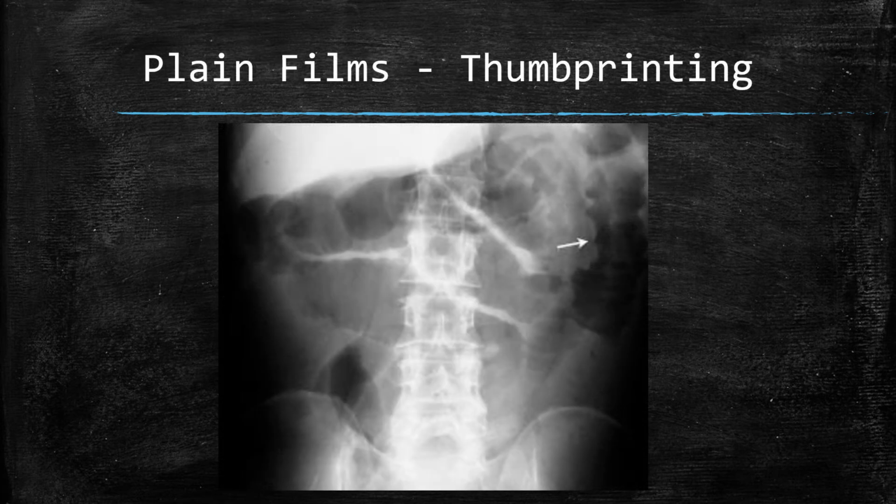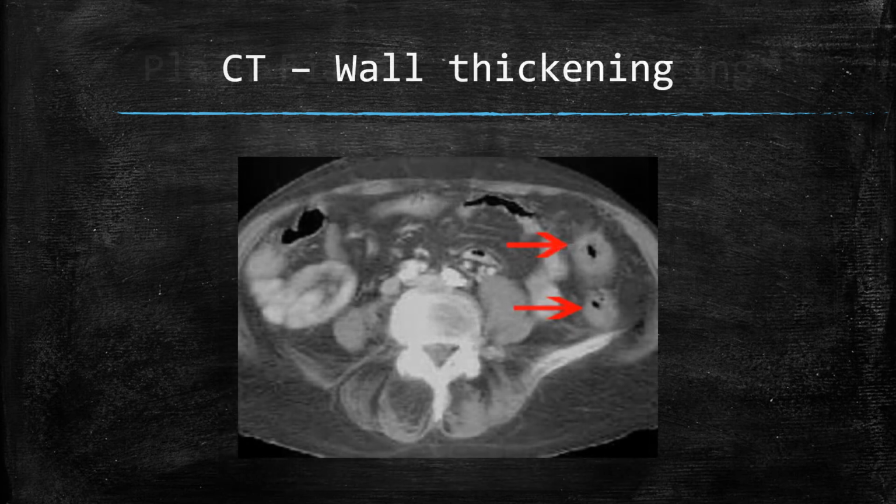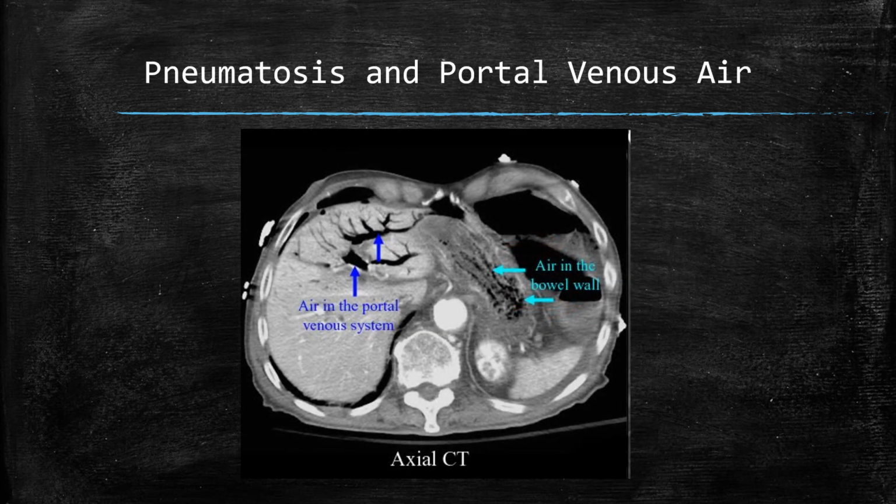Plain films can be obtained quickly, and their primary value is to look for free air indicating perforation. One sign that can be seen that suggests ischemic colitis is so-called thumbprinting, as seen by the arrow here. Most patients with abdominal pain are going to get a CT scan. The CT findings for ischemic colitis are nonspecific. Wall thickening is one finding that has been associated with the disease. Fat stranding would be another. This patient clearly has very advanced disease and probably belongs in the operating room.